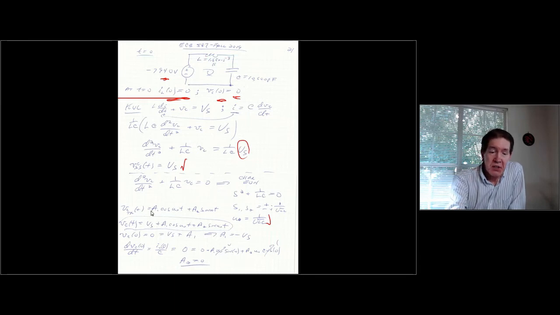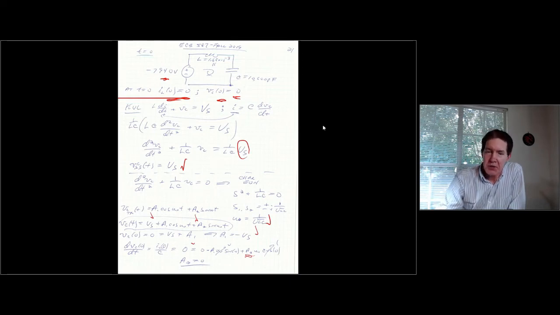So when I put the two together, there's a constant part and a transient portion, and if I apply the boundary conditions, the capacitor voltage at time 0 is equal to 0, so 0 is Vs plus A1, which means A1 is equal to minus Vs. And then the derivative of the voltage at time 0 is the same as the current through that inductor at time 0 divided by C, which turns out to be 0. So if I take the derivative of the voltage and set time equal to 0, that enables me to solve for A2, and we're going to see that A2 is equal to 0.